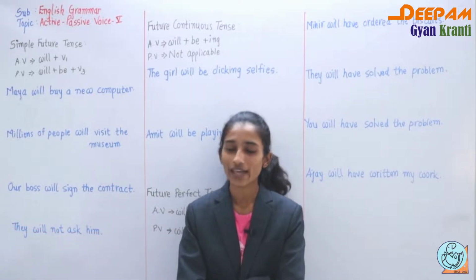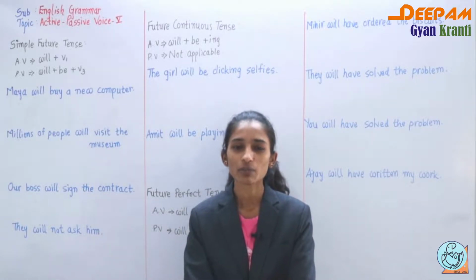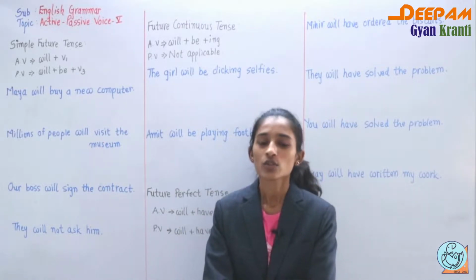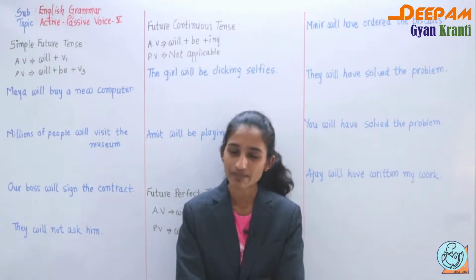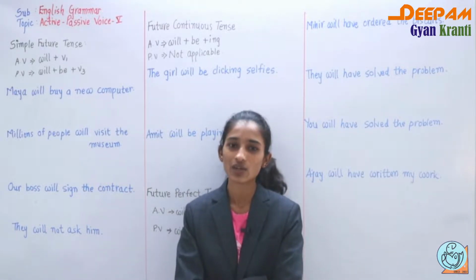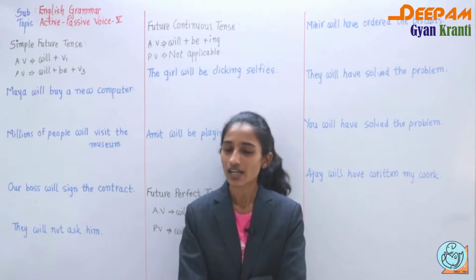In this video we are going to learn active and passive voice. Up to now we have already completed present tense and past tense. So today in this video we are going to learn the passive voice of future tense, means simple future tense, future continuous and future perfect tense, right? So without wasting time, let's start the video.